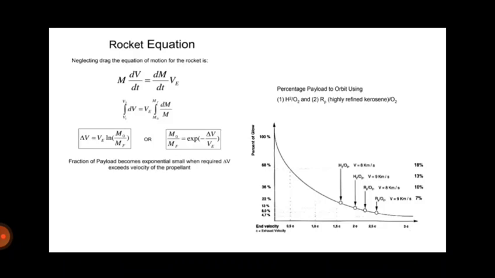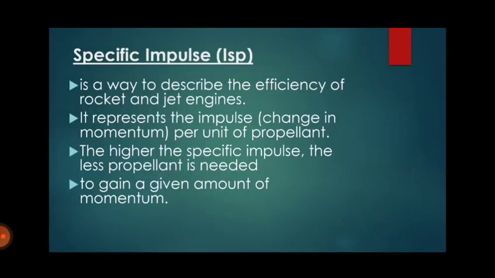Rocket equation, we know that m dv by dt is equal to dm by dt into ve. We know that the integration of 1 by x into dx is equal to log x, where delta v is equal to ve into log of m naught by mf. Specific impulse is the way to describe the efficiency of rocket and jet engines. It represents the impulse per unit of propellant. The higher the specific impulse, the less propellant is needed to gain a given amount of momentum.